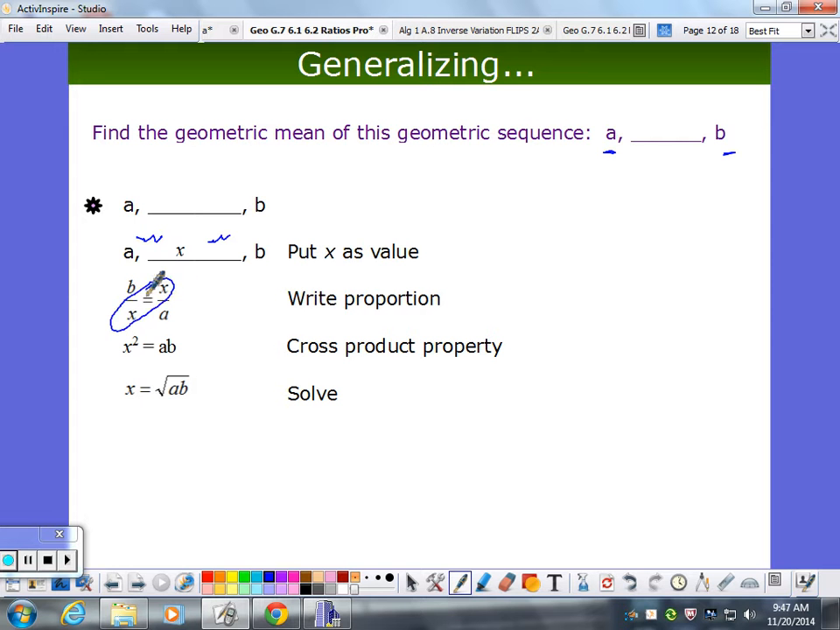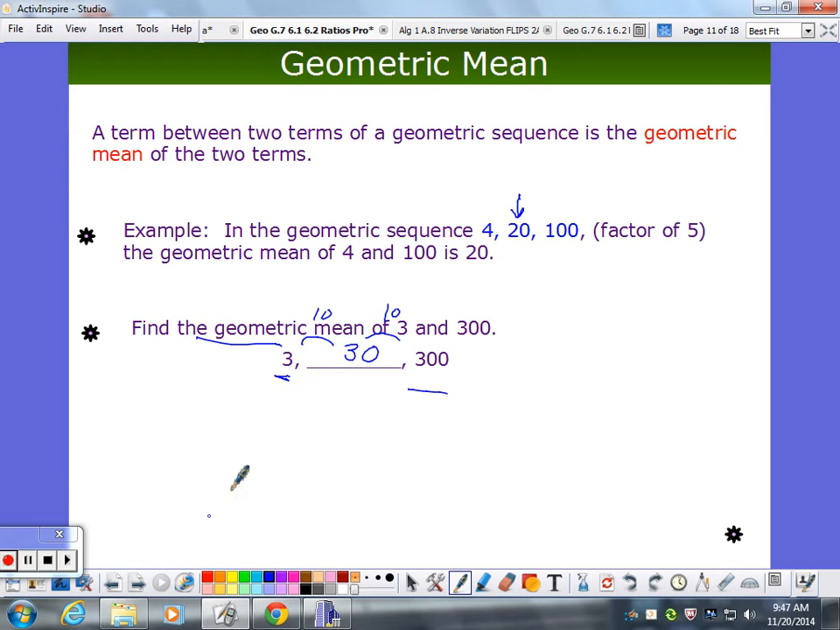So I'm going to use a cross product. X times X, X squared. B times A, AB. X squared equals AB. Now how do I get X by itself? We'll take the square root of both sides. So X is the square root of AB. Wait a second, does that work? If that says you could take the square root of this product, 3 times 300, that's the square root of 900. What's the square root of 900? 30.